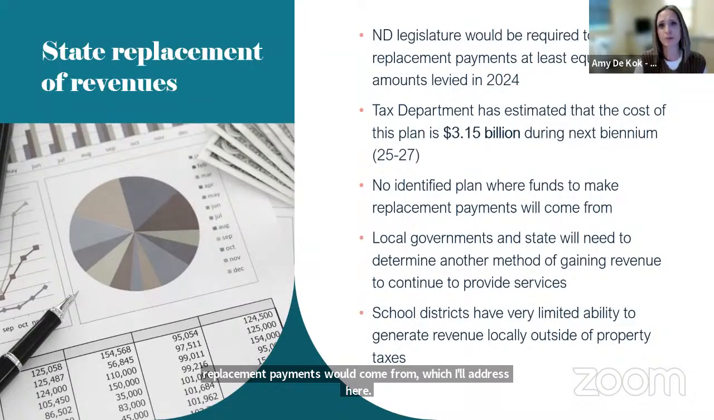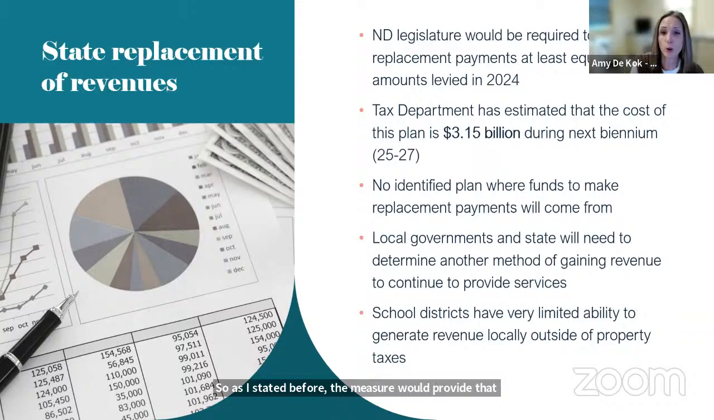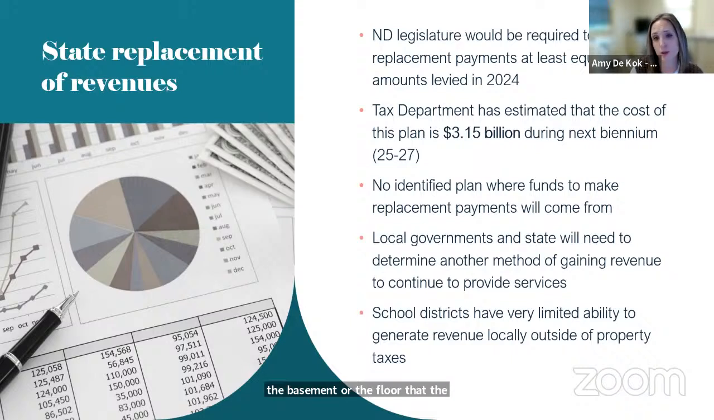So as I stated before, the measure would provide that the North Dakota legislature is required to make replacement payments that are at least equal to the amounts levied in 2024. So whatever taxes are on those certificates of levy that are approved by school districts and other local governments this year and then paid by taxpayers in 2025, that is essentially the basement or the floor in terms of revenue that the legislature would have to replace.